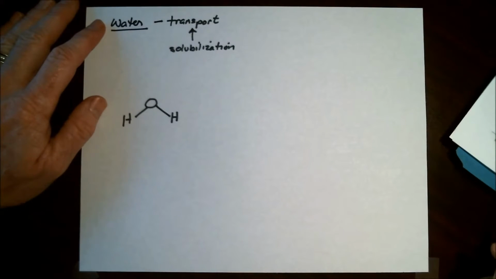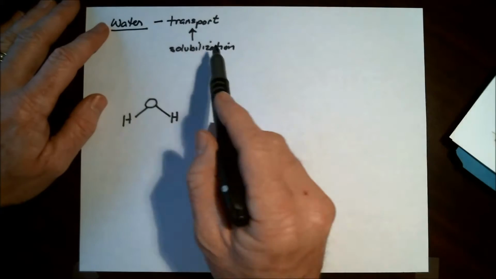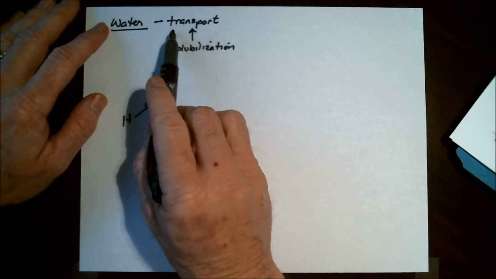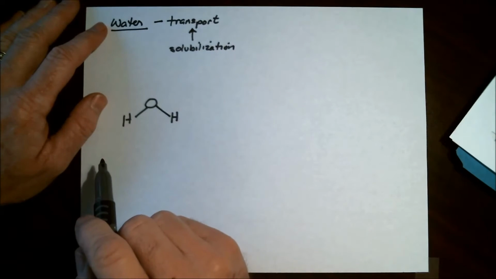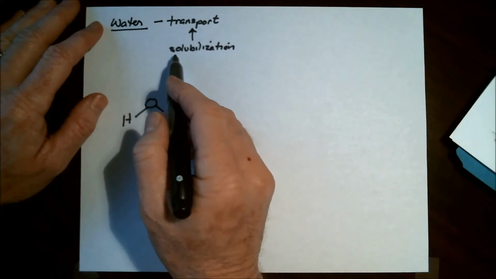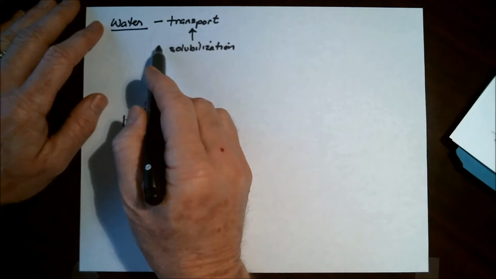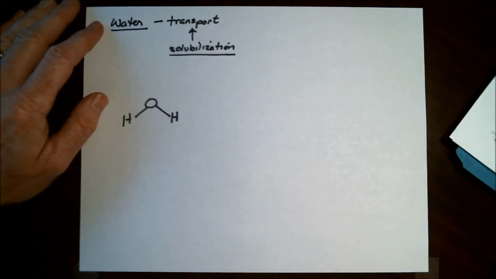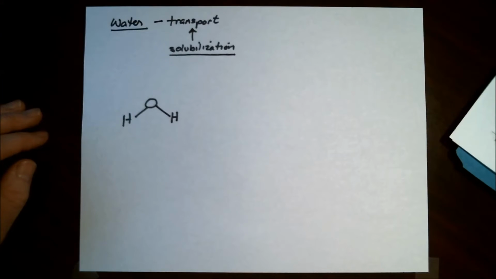Let's talk about the topic of water in biochemistry. One of the most important properties of water in the body is the ability that water has to transport important biomolecules throughout the body. In order for water to be effective at transporting these small molecules, it has to be able to solubilize small biological molecules. Now, what properties of water make it a good solvent for solubilizing small biological molecules?